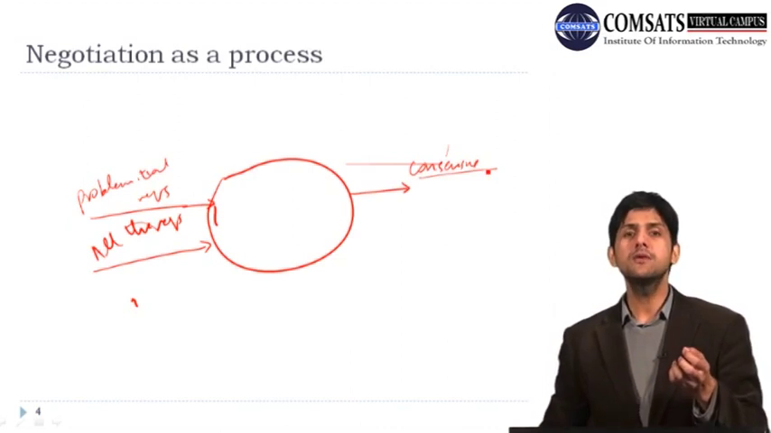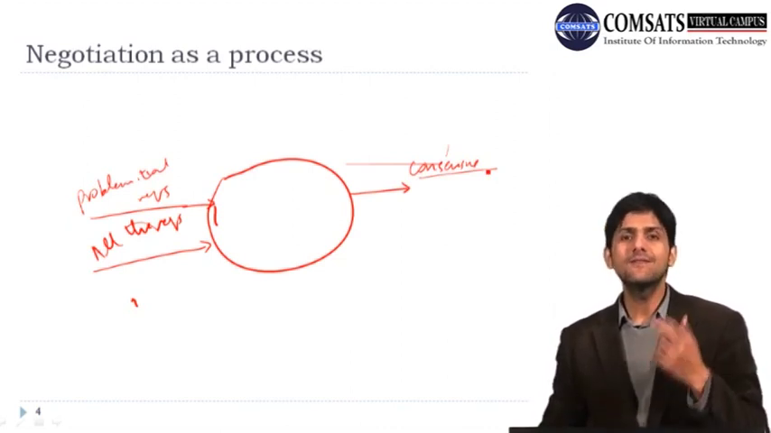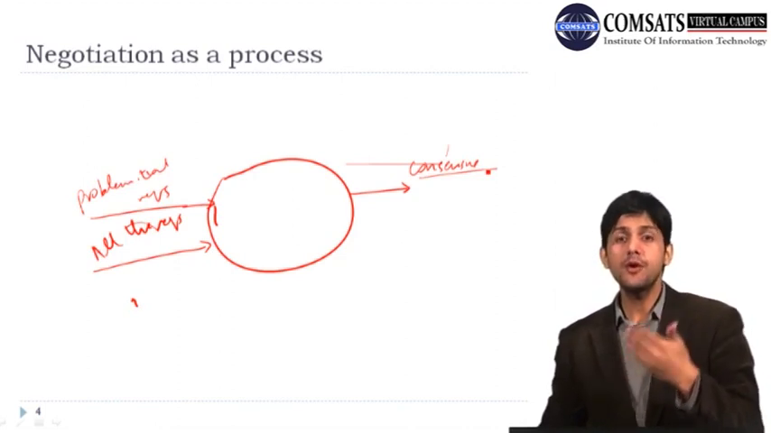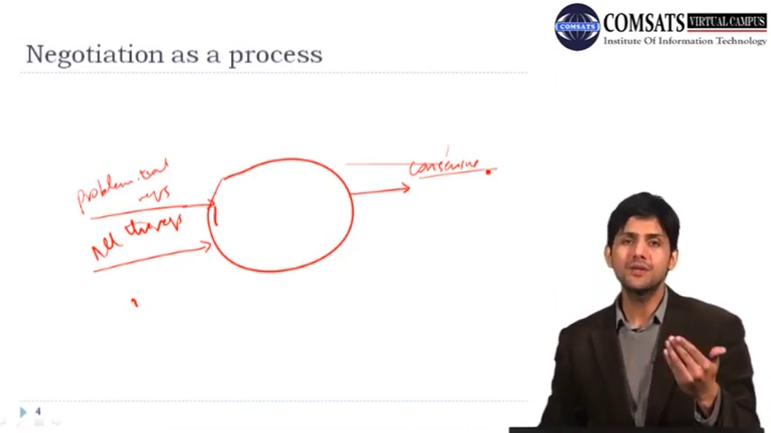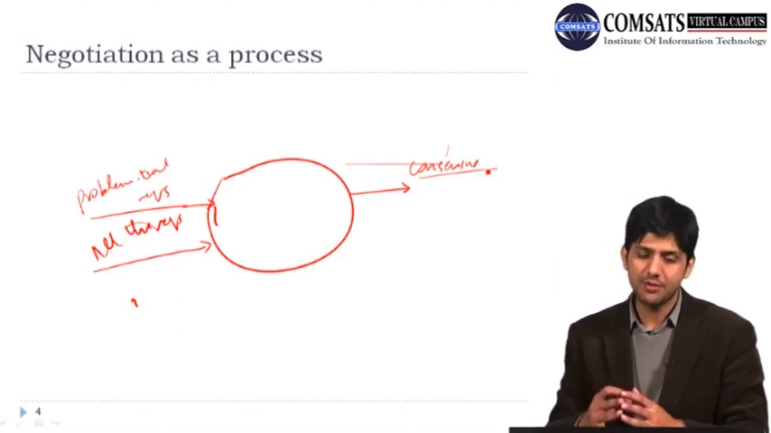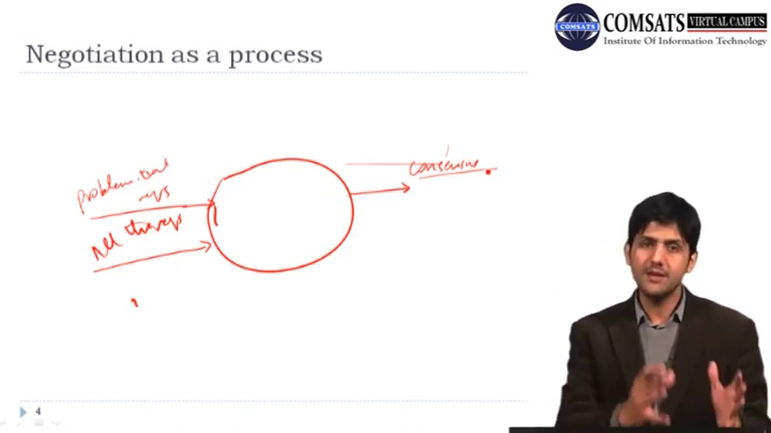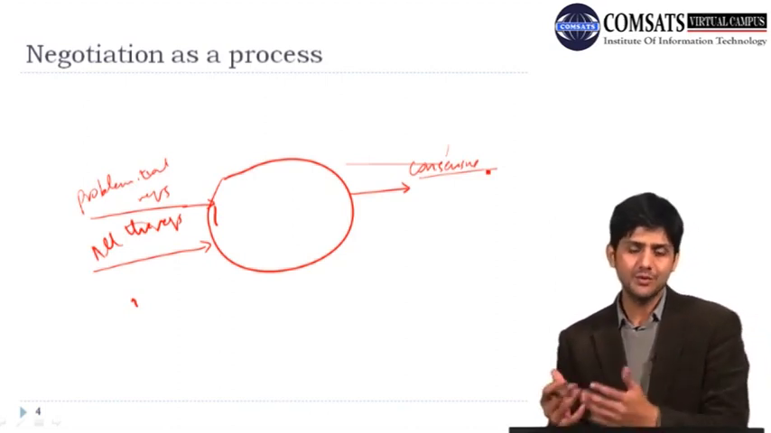Similarly, we also need to prioritize requirements to resolve the conflicts with the requirements. So the conflicts within the more important requirements, we need a resolution to those first, then to the least priority ones. So for negotiation as a process, we know what the inputs to this process are and what the output of this process is.